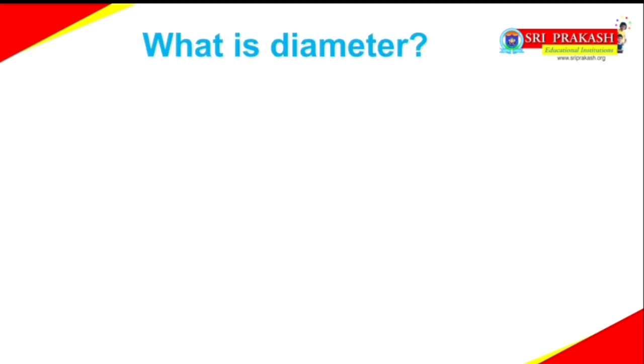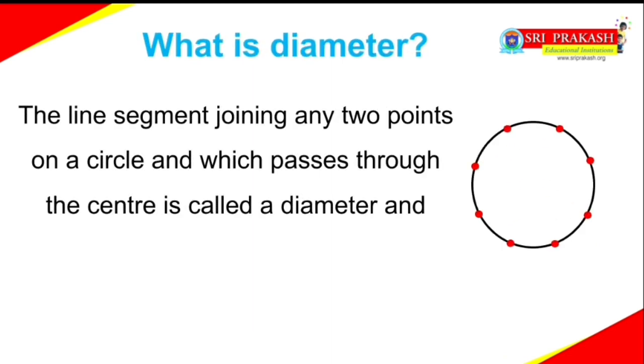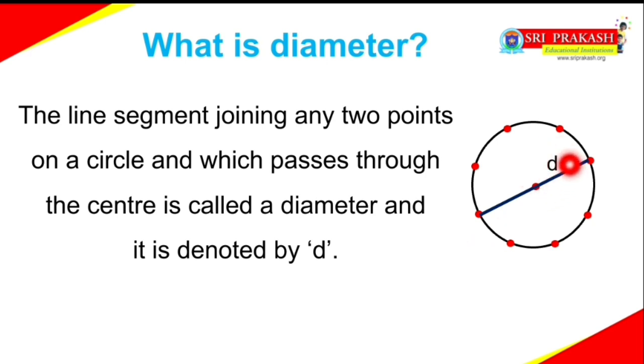What is a diameter? The line segment joining any two points on a circle which passes through the center is called a diameter, and it is denoted by small d. From the figure, the diameter is always equal to double the radius. Therefore, d is equal to 2r, that is, 2 into radius.